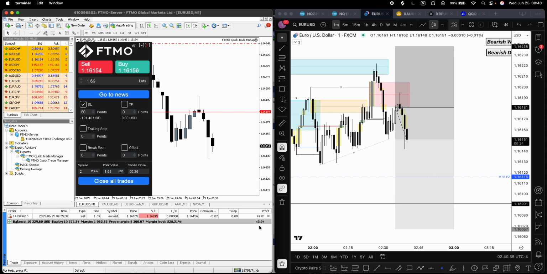Our target is 200. So we're risking 100 for 2R, 2 times the risk, which is $200 profit, which will basically just bring us back to break even for the day, which is okay. Hopefully we maybe get a one later on too, but yeah, hopefully this one does one.